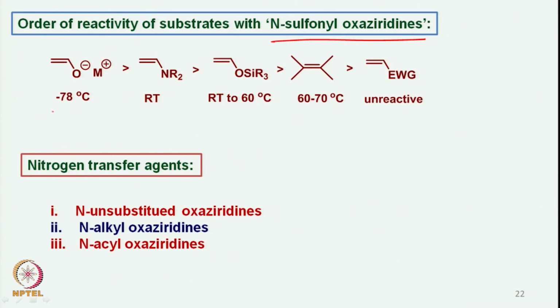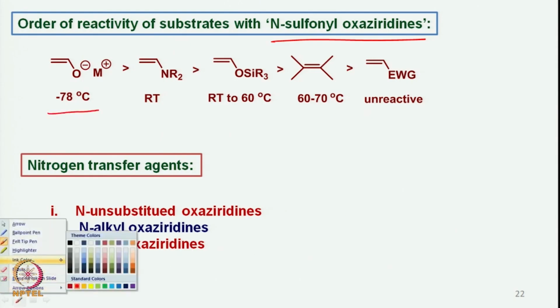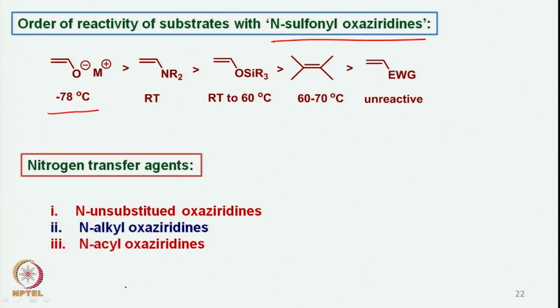And now you can see that enolate ions can easily be prepared at low temperature such as -78 degrees, and these enolate ions can react with the N-sulfonyl oxaziridines very fast, because you have a clear negative charge and therefore the nucleophilicity of the double bond is very high.